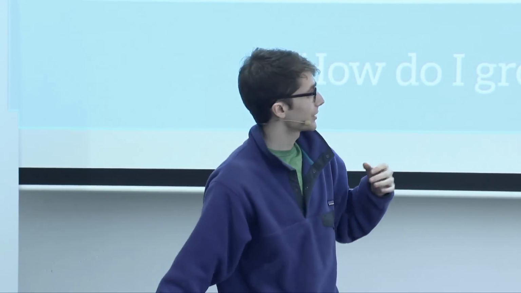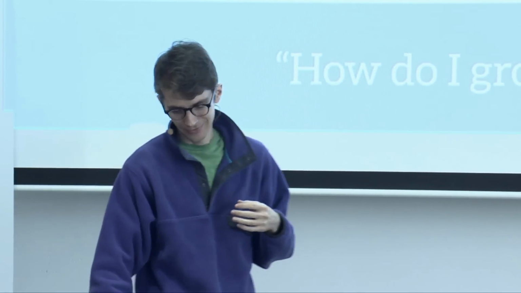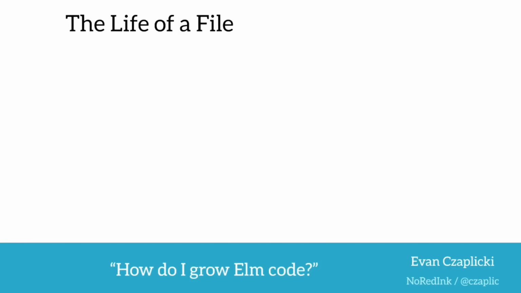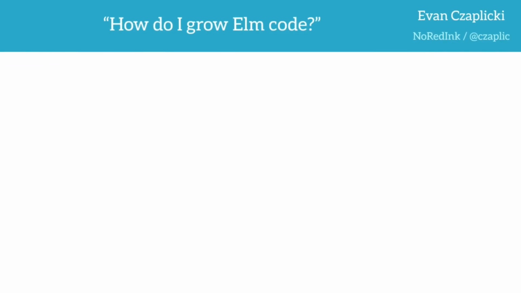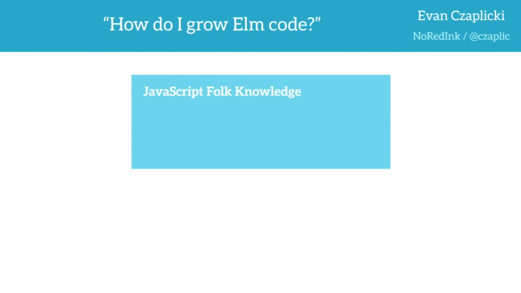So I want to take the next step in perhaps a never-ending journey. We're going to do that by tracing the life of a file. We'll see it start small and gradually grow, and then grow a bit more, and then eventually break off into two. As we go through this path, it won't necessarily be surprising or difficult, but I think it's hard to see if you're coming from JavaScript. So before we get started with the life of a file, I want to start with some JavaScript folk knowledge that may be leading people astray.